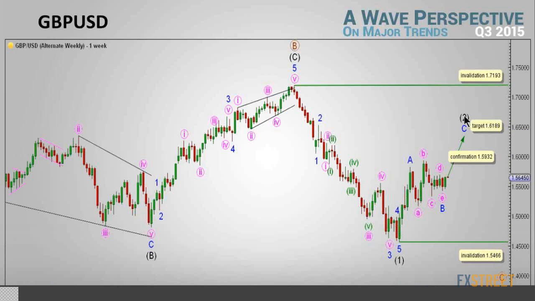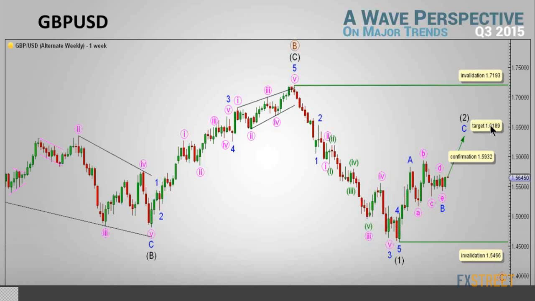weekly count, and the alternate weekly count suggests that wave 2 black is incomplete and that it has more to offer toward the upside, and the only difference between the main and alternate counts is within the subdivisions within wave B blue. This count suggests that wave B blue unfolded as a triangle labeled waves A through E pink, and this count would be confirmed by movement above 1.5932, and we have a target at 1.6189, as at that level wave 2 black will reach 0.618 the length of wave 1 black.